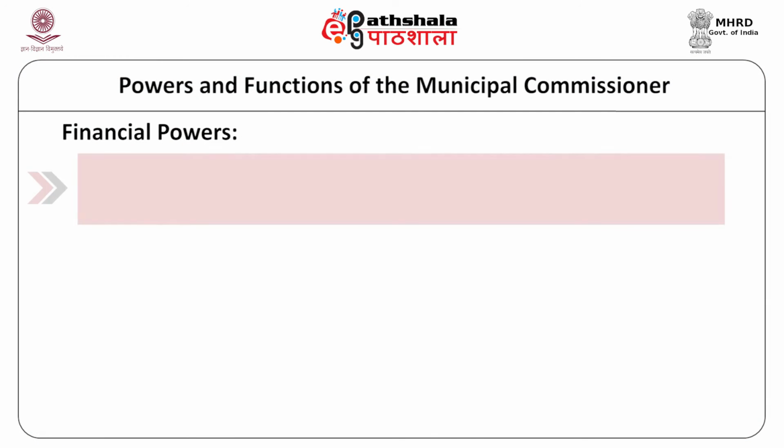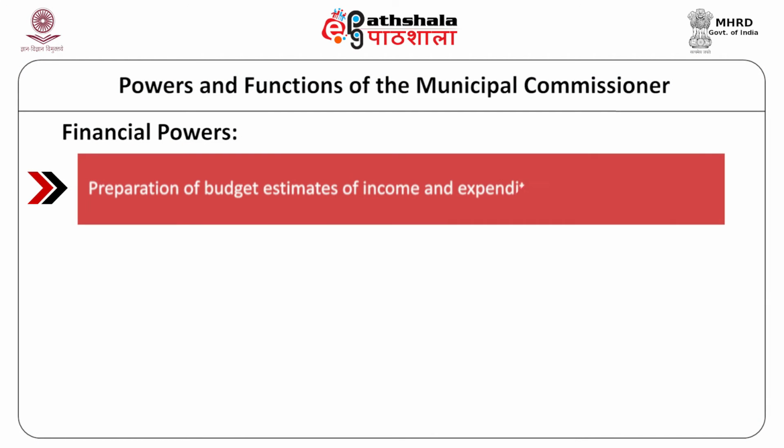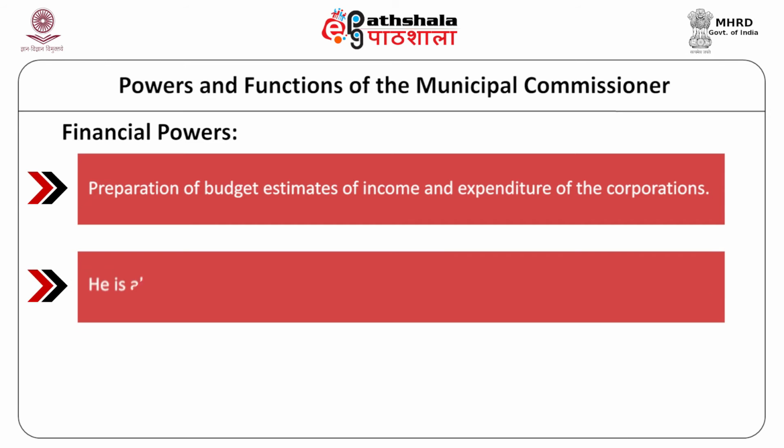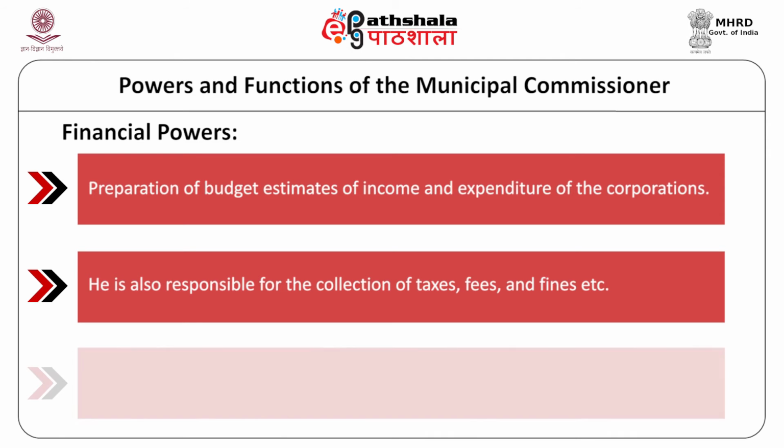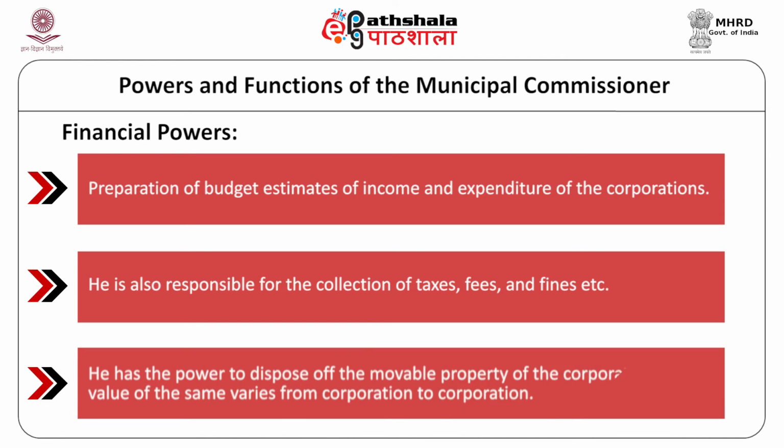Financial powers of the municipal commissioner. The estimates of the budget, the income and the expenditure of a municipal corporation are prepared by the municipal commissioner. He is also responsible for the collection of taxes, fees, and fines which are levied by the municipal corporation. He also has the power to dispose of movable property of the corporation.